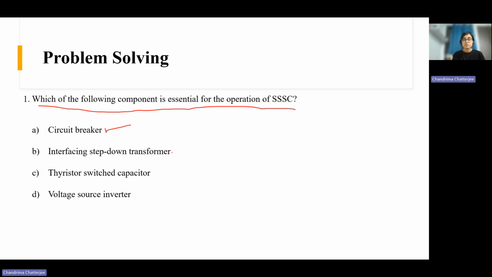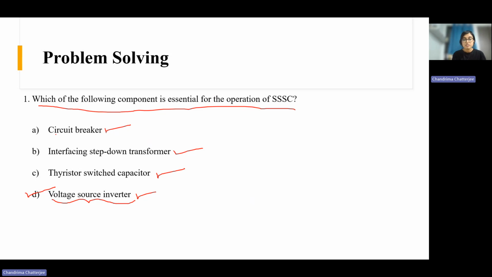Second is interfacing step down transformer. This is used to reduce the rating. Thyristor switched capacitor, this is not used at all. There is no thyristor switched capacitor in the SSSC circuit. And voltage source inverter. This is the most important element, because SSSC is nothing but a voltage source converter, I told you. So this is essential for the operation of SSSC. Without this, SSSC cannot work, because the SSSC circuit is nothing but a voltage source converter.